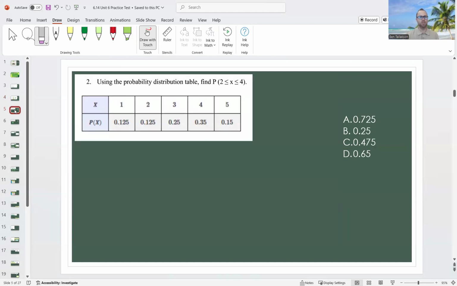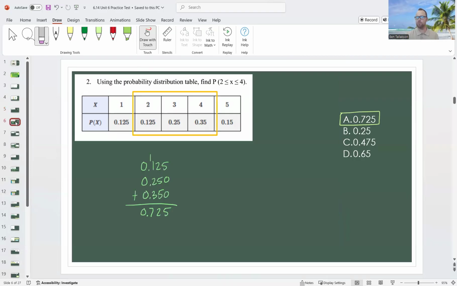Number 2, very similar, different layout. You got this. Okay. Using the probability distribution table, find the probability that X is between 2 and 4, but notice it's now including 2 and 4 as well. So first we look in the row with the discrete random variable, X, for values 2 to 4. But they want probabilities, so then we look at their associated probabilities, and once again, add them together. The answer is A.